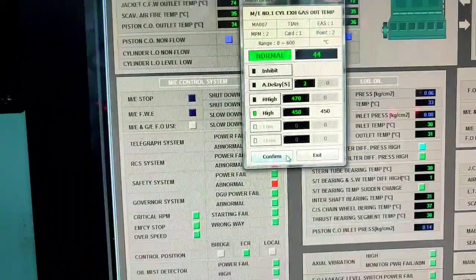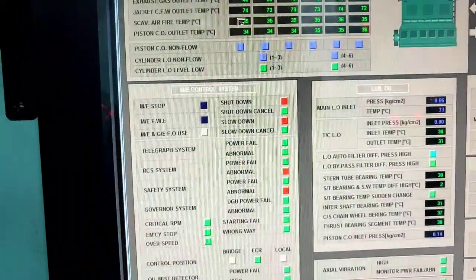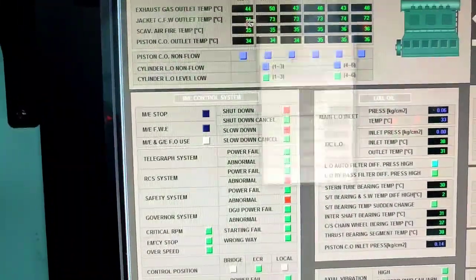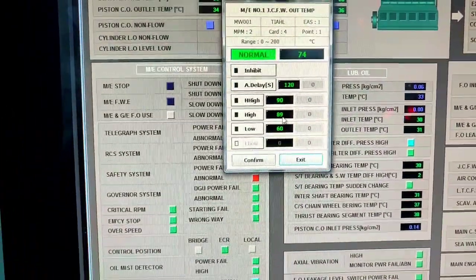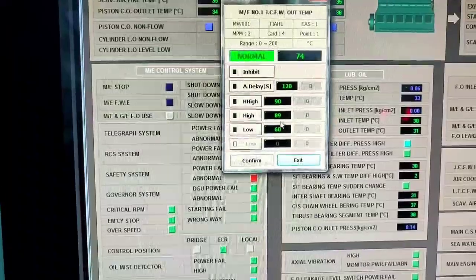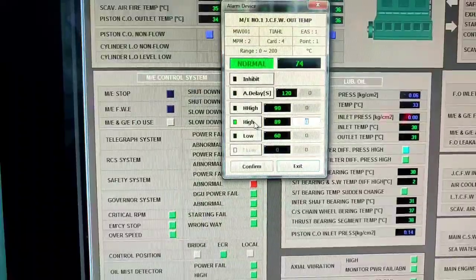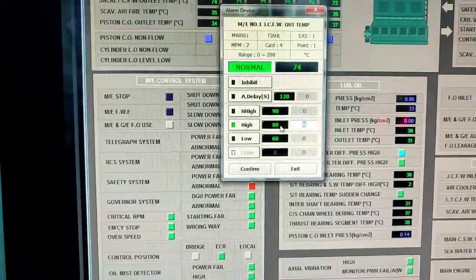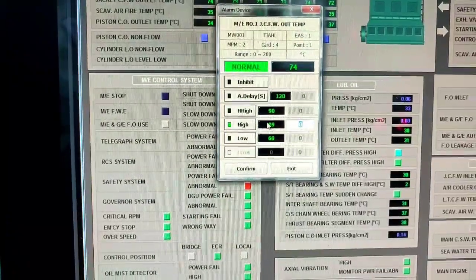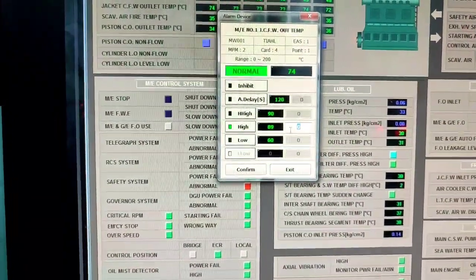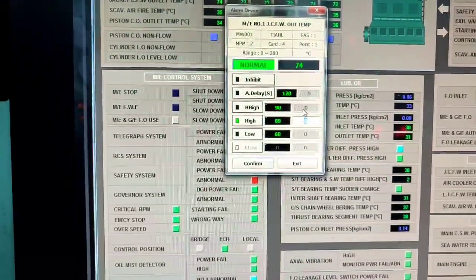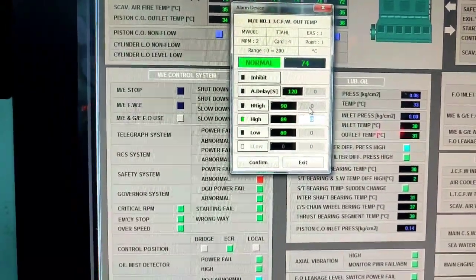Okay, in this feature you can check whether the set point is correct as per the manual, and also the delay. If that is indicated on its original set point, the manual is alarm monitoring set points. You can check all of that.